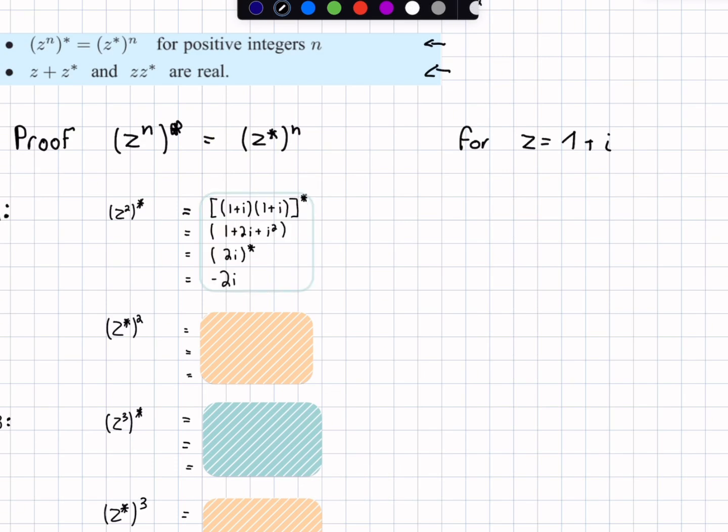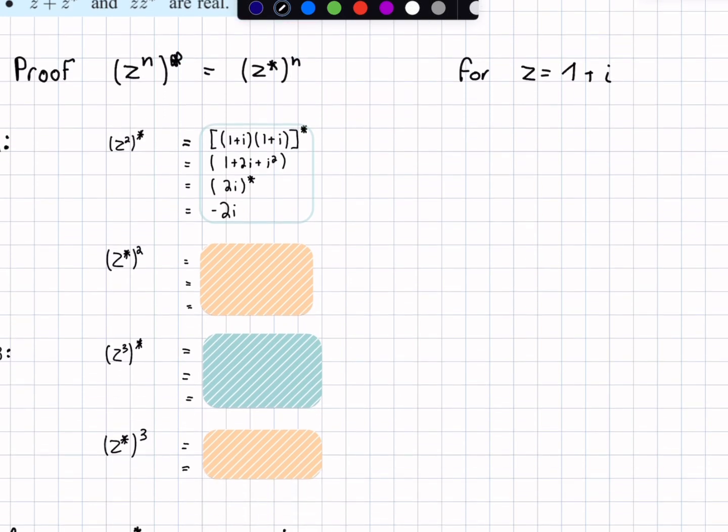We can see that Z to the power of 2's conjugate will be negative 2i. So this number will not have a real value. Now, let's check for Z conjugate to the power of 2. This should give the same result. And if you can see from this explanation, it does.